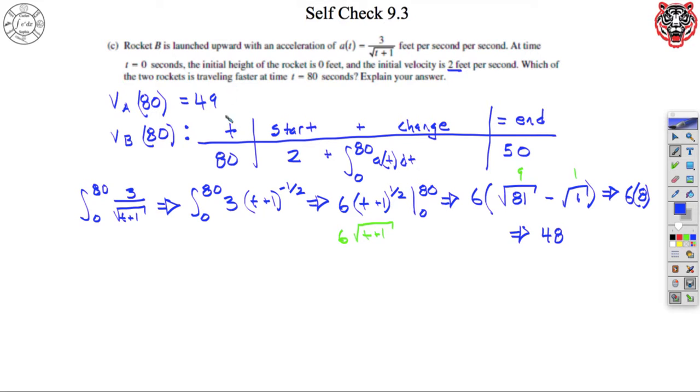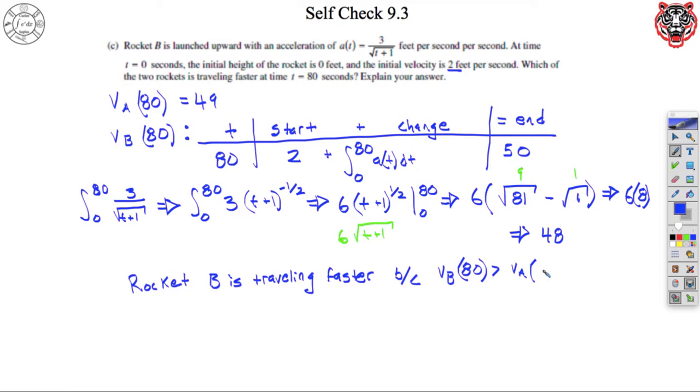Which of the two rockets is traveling faster? B. So we're going to say rocket B is traveling faster. And our rationale, our reason, is because the velocity of B at time equals 80 is greater than the velocity of A at time 80. And if you really want to make it known what those values are, we could have said that one was 50, this one was 49.